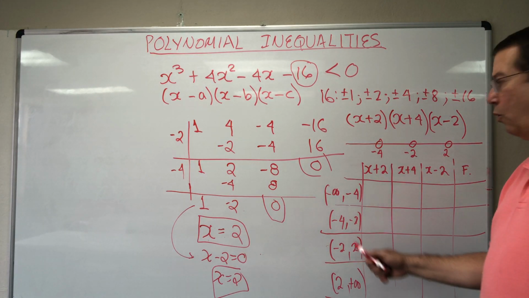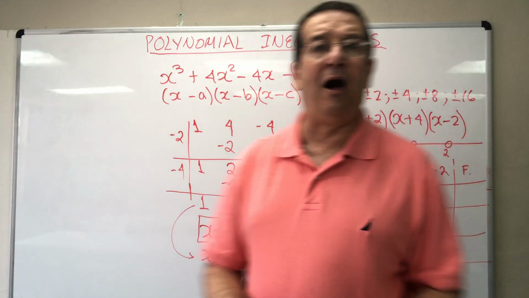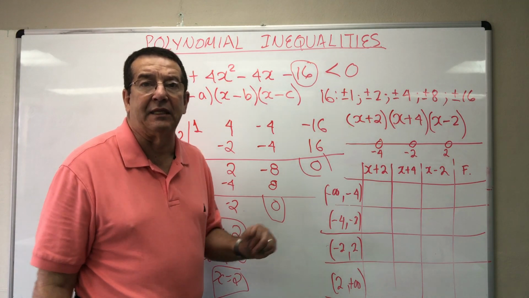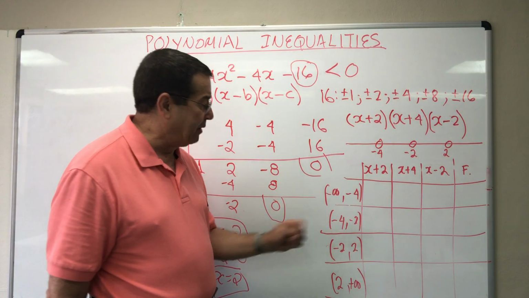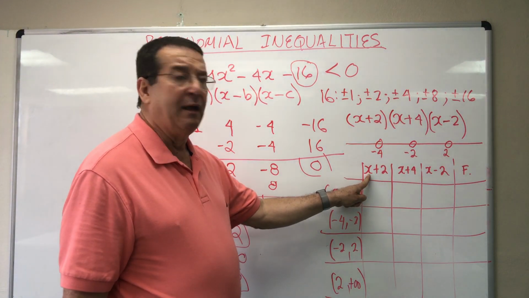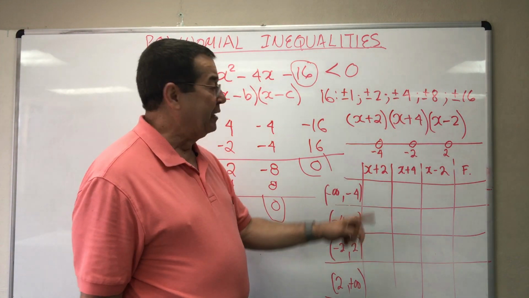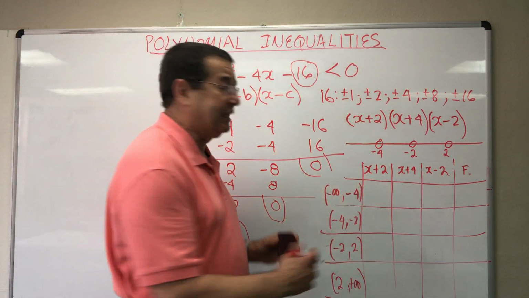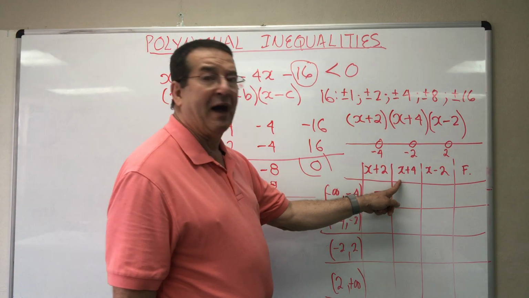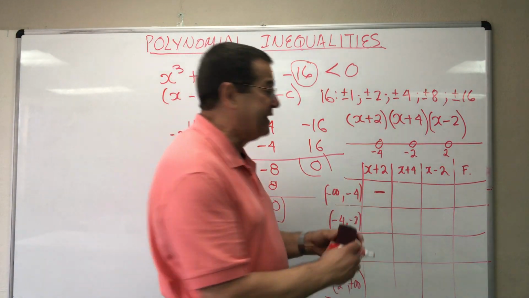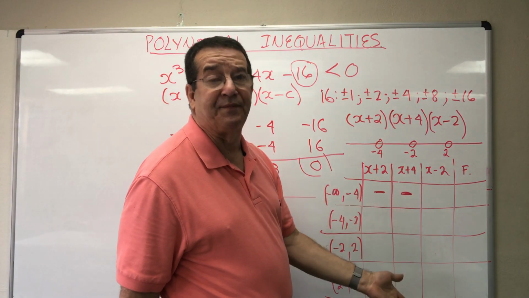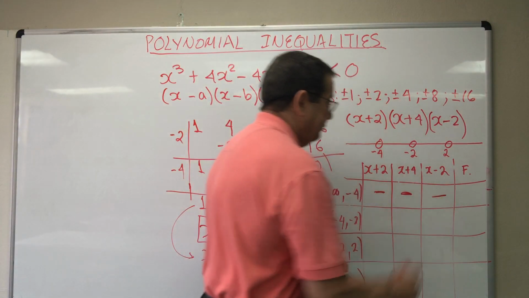I select now one number less than negative 4. You can use negative 5, negative 6, negative whatever, but it has to be less than negative 4. I use negative 5. Negative 5 plus 2 is negative 3, is negative. Continue with negative 5: negative 5 plus 4 is negative 1, is negative. Negative 5 minus 2 is negative 7, is negative.